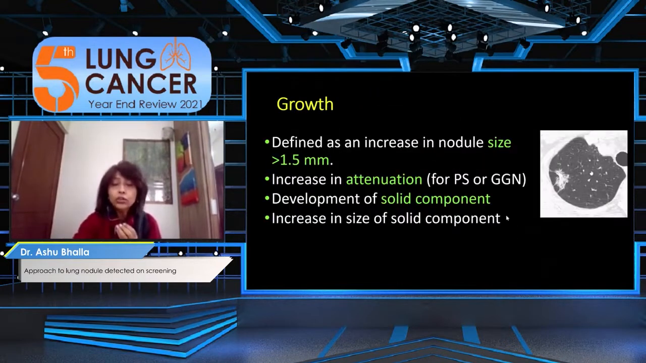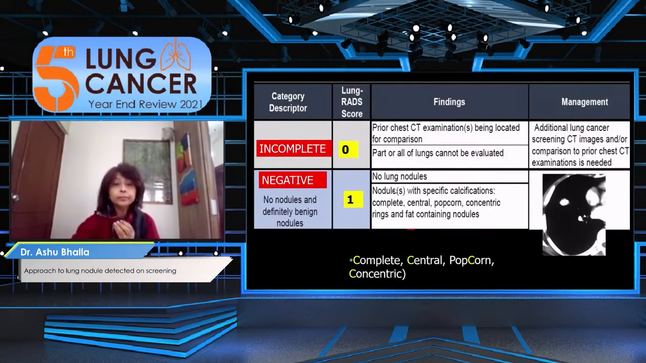We come to growth. Growth is defined as an increase in diameter of more than 1.5 mm. But we need to remember that when we deal with subsolid nodules, the size is not the only important thing. We also need to follow the attenuation sequentially. If the attenuation increases, that means the nodule becomes denser, and that also makes it a suspicious nodule. Or if a new solid component appears, or the solid component itself increases while the overall size of the nodule remains the same, these are all labeled as growth.